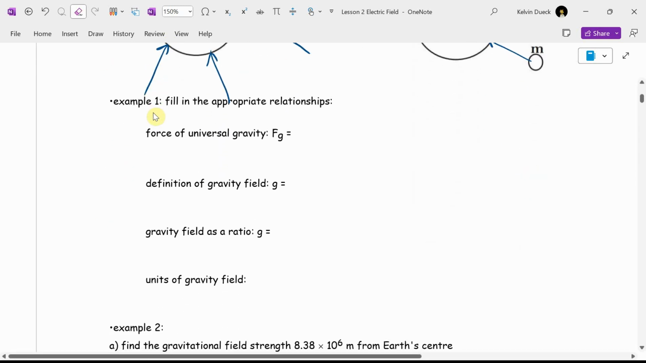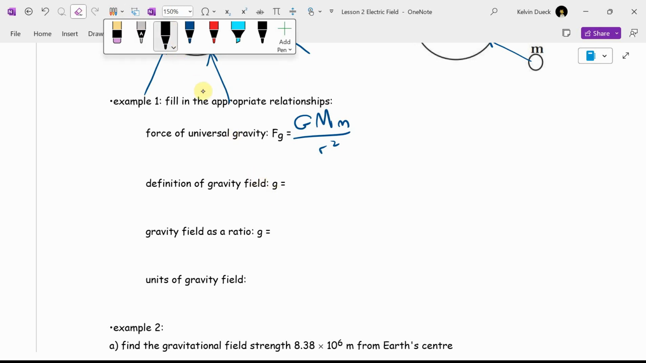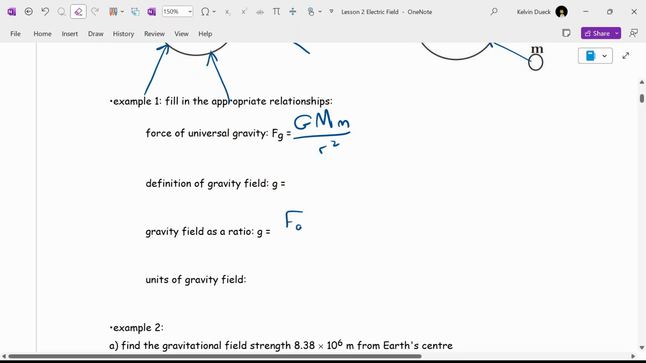Example 1 says, fill in the appropriate relationships. So we have the force of universal gravity, big G, big M, little m over r squared. Then it says definition of gravity field. I'm going to come back to that. I want to talk about the third line, gravitational field as a ratio. We said as a ratio, the gravitational field was the gravitational force per kilogram. That's the one that I gave you on your formula sheet.